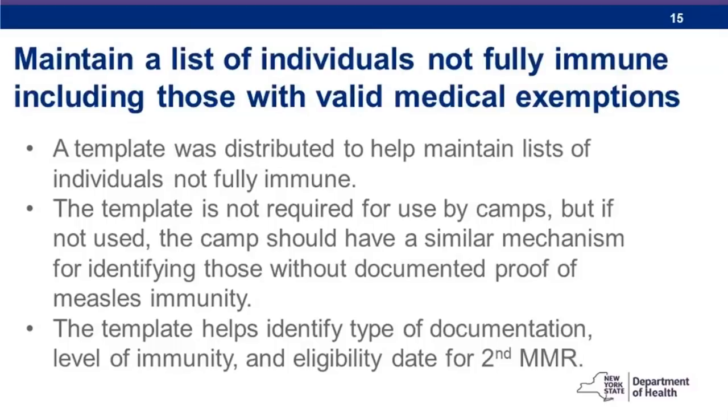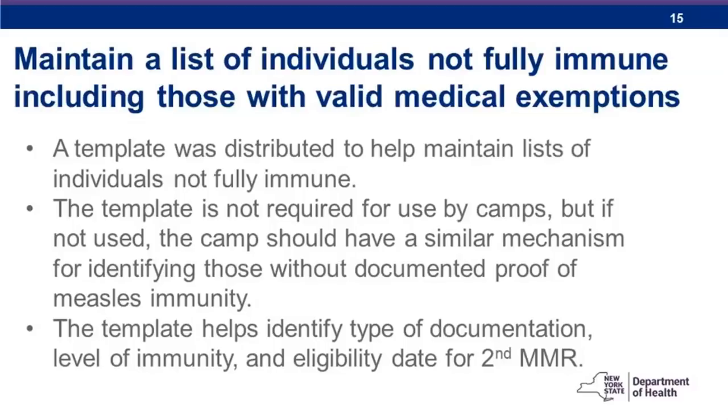The template helps identify the types of documentation, i.e., whether it's official from a physician or a laboratory, or unofficial, something that was simply submitted by a parent or somebody on their own. It also shows the level of immunity, allowing the camp to identify if there's 1 or 2 MMRs, if there's a laboratory confirmation to a test, if there are no vaccinations or tests, and if there is a medical exemption.